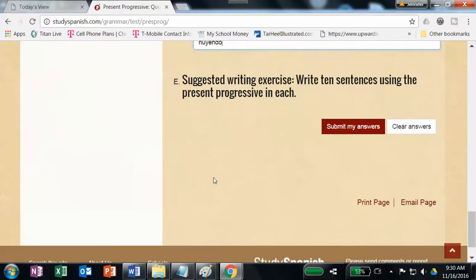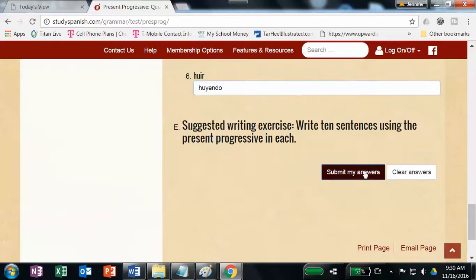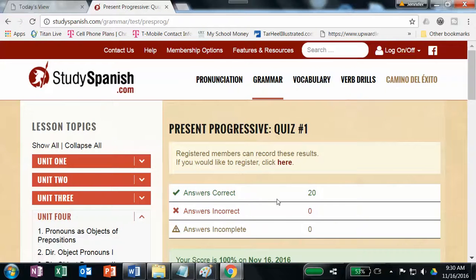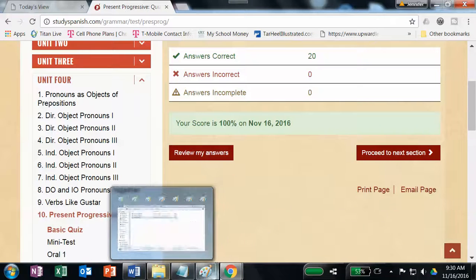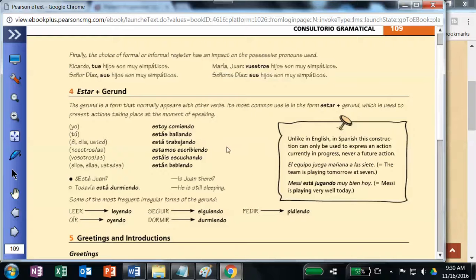Oyendo. Okay, so we can submit our answers, and we got them all right. So let's go ahead and do a little bit more practice, and let's look at what your book says. Your book says, the gerund is a form that normally appears with other verbs. Its most common use is in the form estar plus gerund, which is used to present actions taking place at the moment of speaking. Unlike English, in Spanish, this construction can only be used to express an action currently in progress, never a future action.